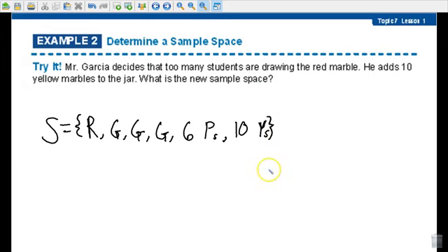Does everybody understand? Good. Not very hard at all, okay? We're just adding in the 10 yellow marbles that he added, okay?